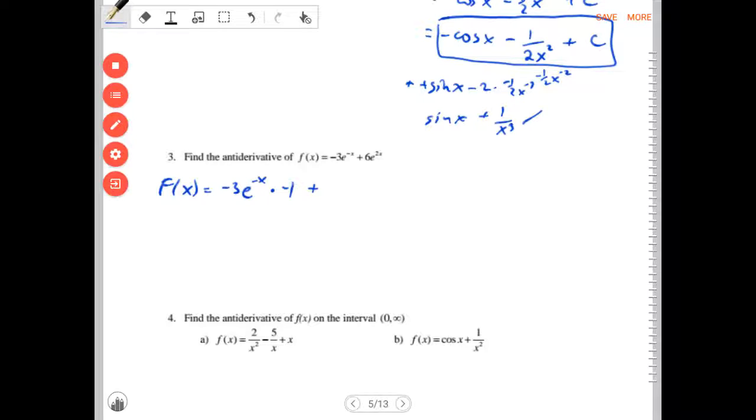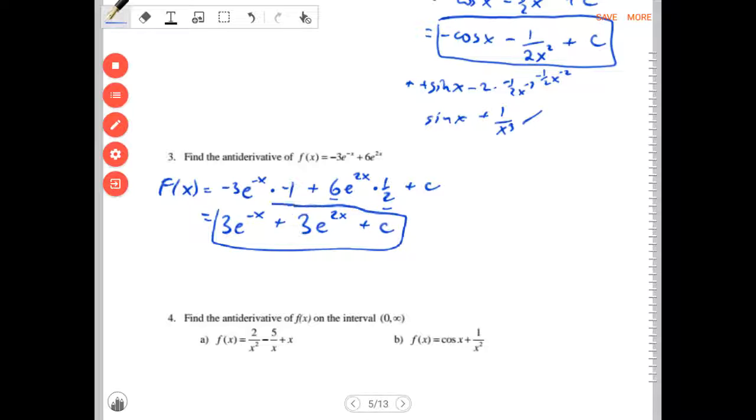This next one I'll show a little better. We have 6e to the 2x, but that would have chain ruled out a 2, so we have to multiply by the reciprocal of 2, so that would be a half, plus c. Now, of course, we take those chain rule parts and combine them in. The negative 1 and the negative 3 makes 3e to the negative x plus, now the 6 and the half go together, making 3e to the 2x plus c. So there's our final answer.